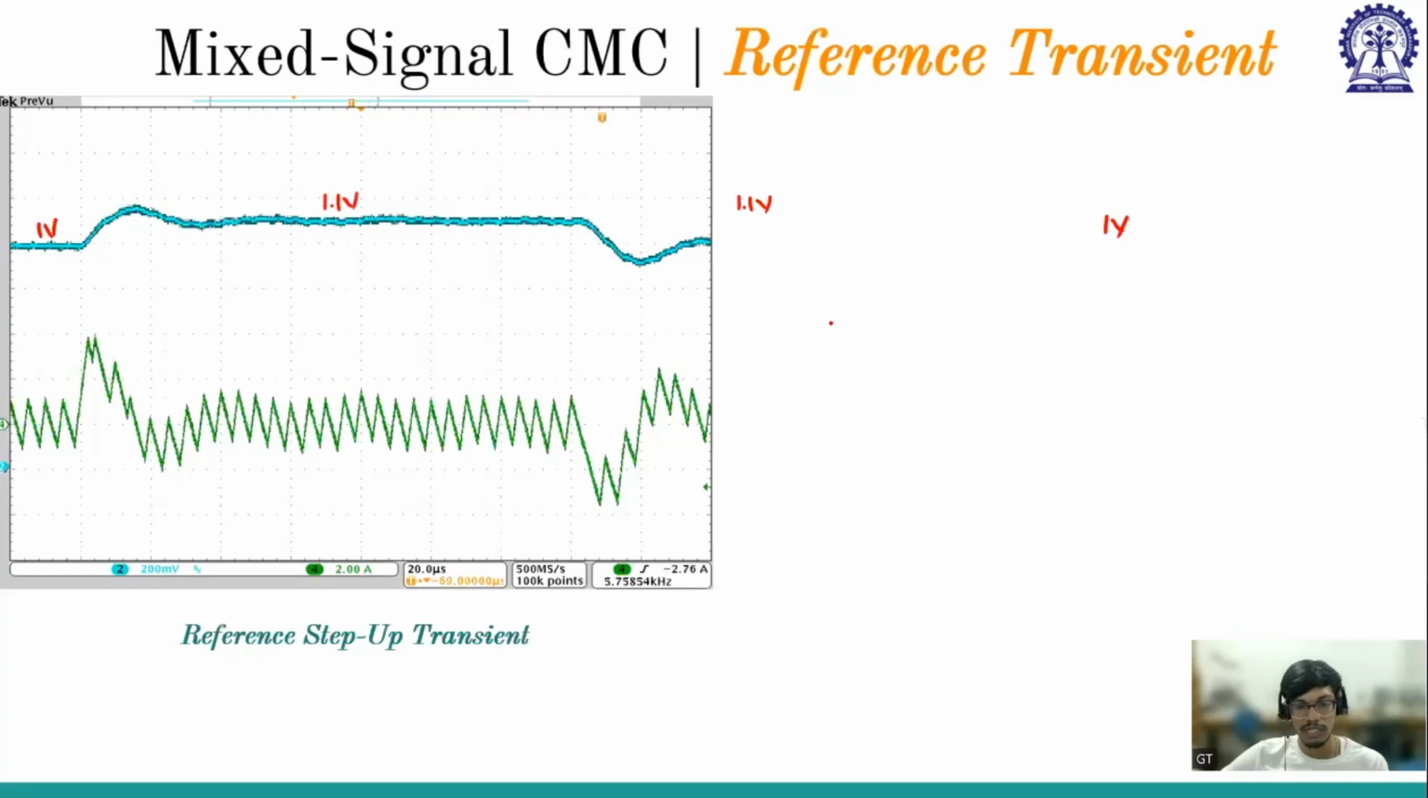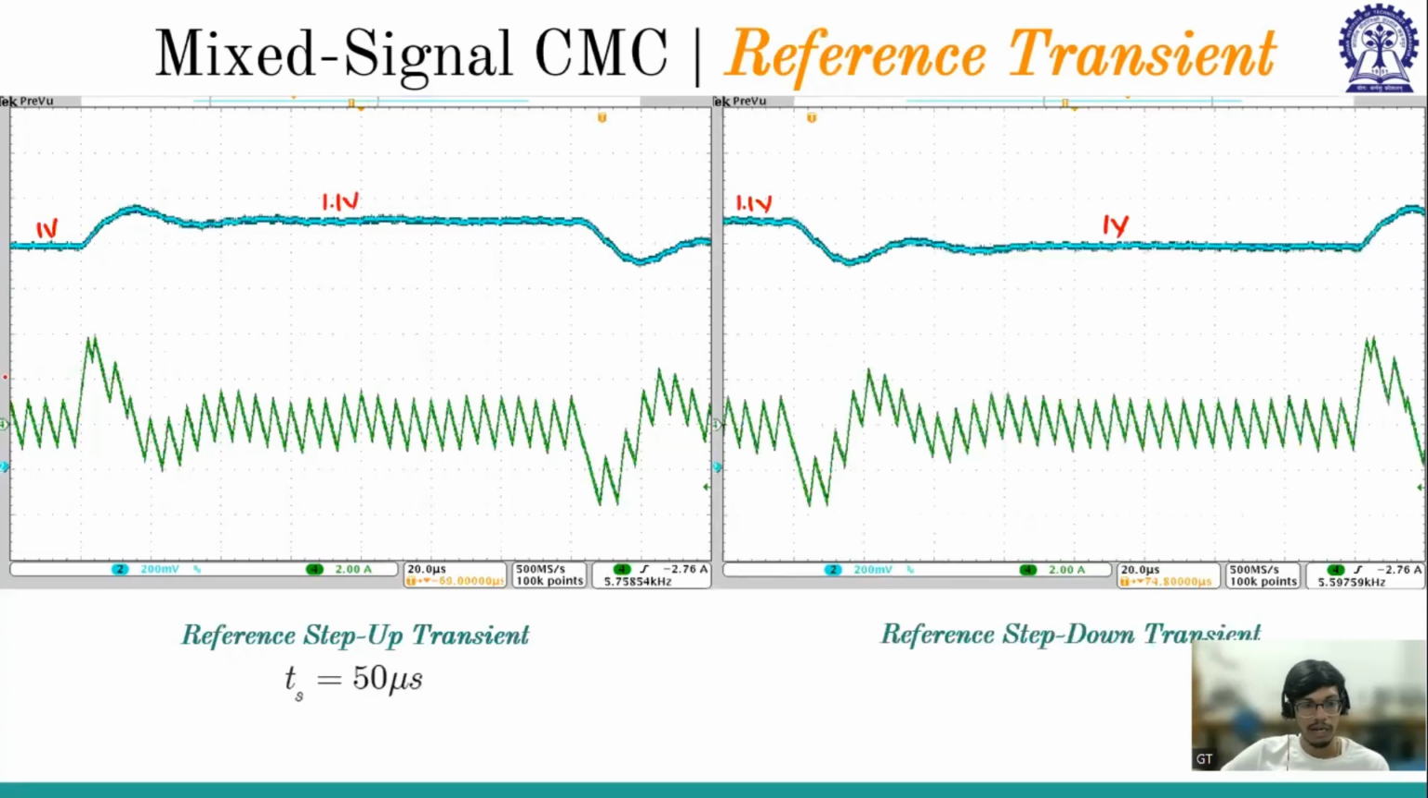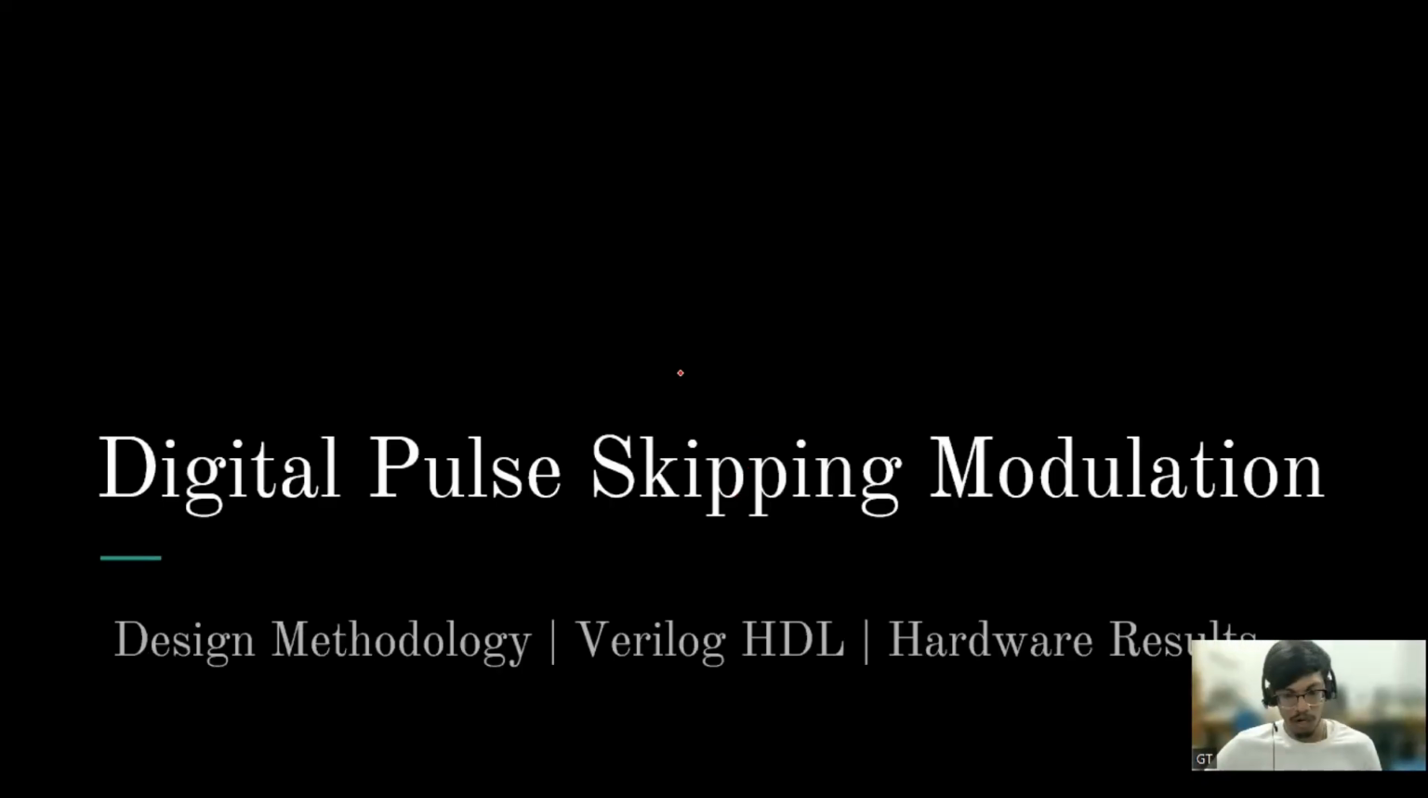For reference transients, the reference is directly giving 1 volt to 1.1 volt or 1.1 volt to 1 volt. We had already discussed this in the code. It is the same logic. And this completes the voltage mode control and current mode control.